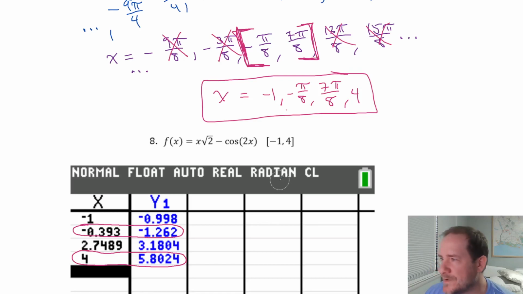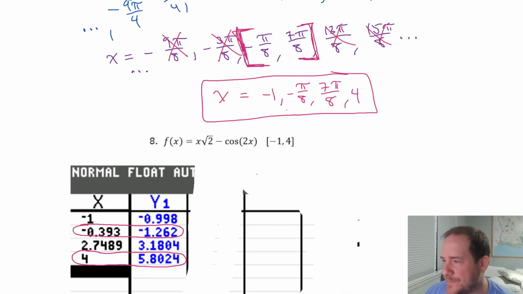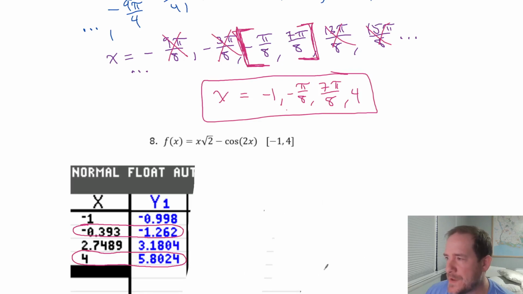Let me make room to write out my sentence by whiting out all this extra crud. All right, but again, we're just going to say f of x has an absolute max of y equals 5.802, which occurs when x is 4. And f of x has an absolute min of negative 1.262, which occurs when x is negative 0.393. But of course we know that value of x, so we won't say negative 0.393. We'll say negative pi over 8. Let me actually write that out for you now.